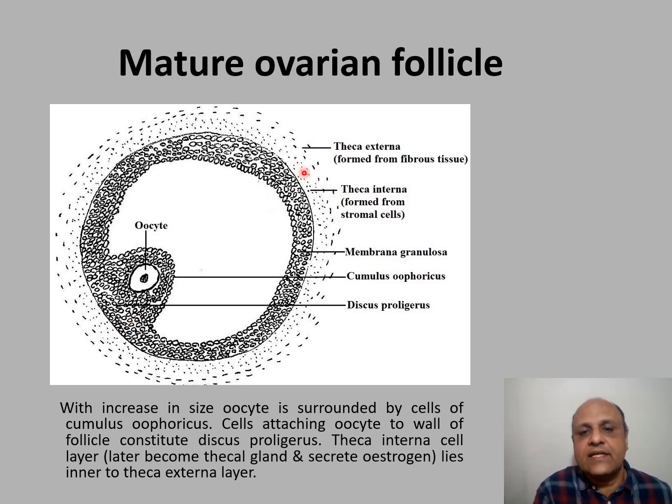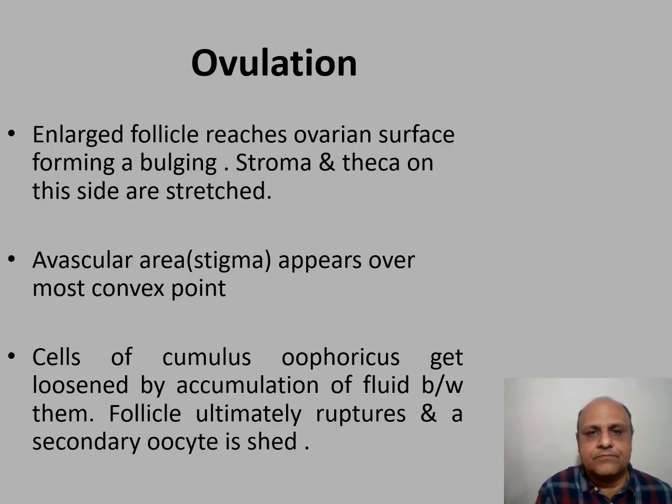Theca interna is there on the inner side outside the membrana granulosa and theca externa is on the outer side. Theca interna is formed from stromal cells. Theca externa is formed from fibrous tissue. Now theca interna cell layer later becomes thecal gland which secretes estrogen and this lies inner to the theca externa. So this is the mature ovarian follicle.